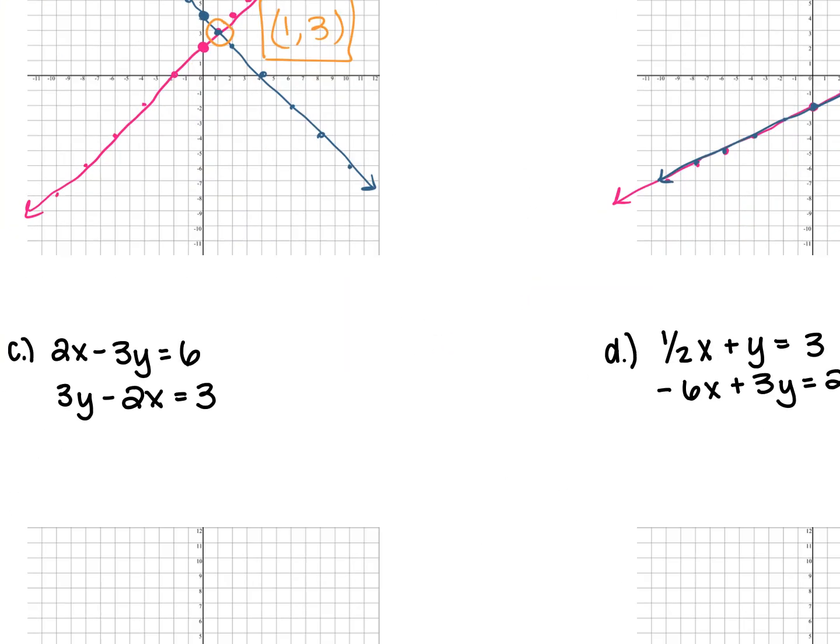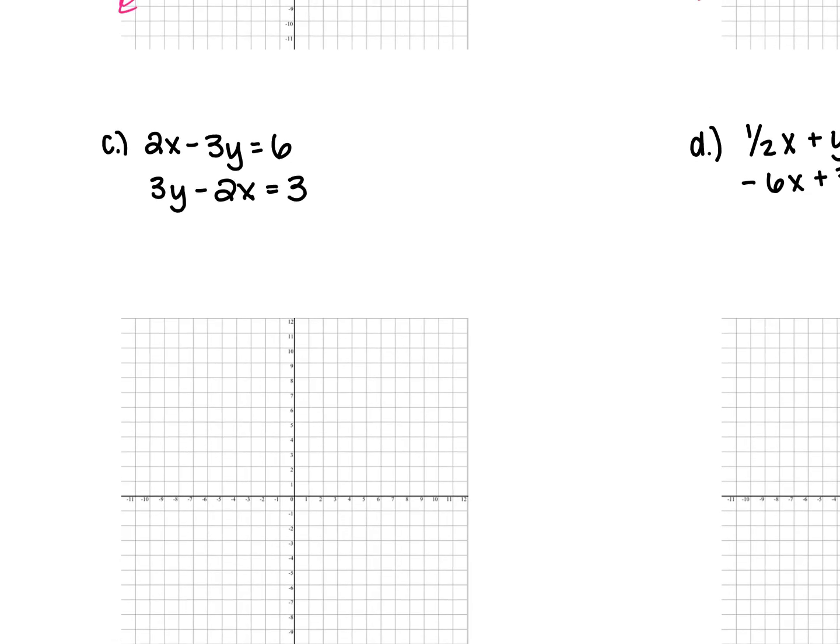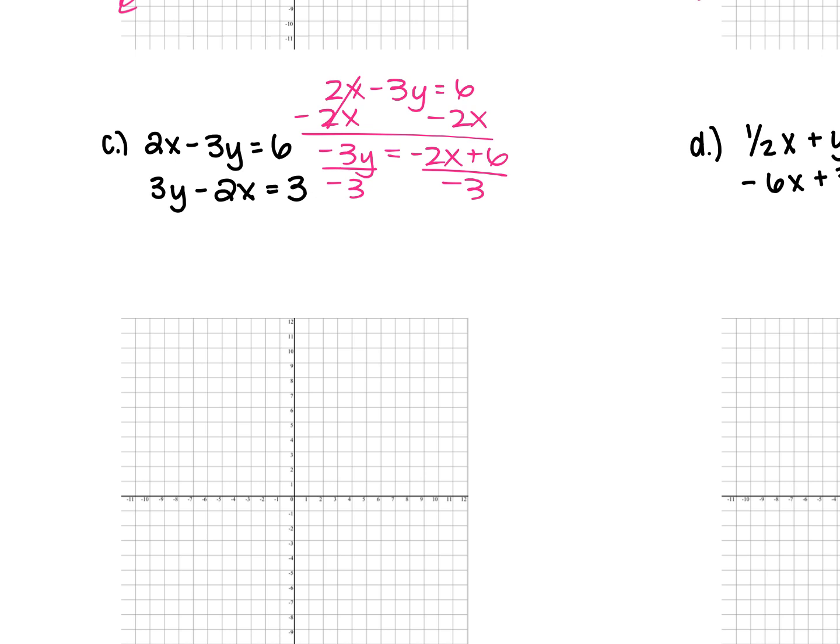For example, C, we're given 2x minus 3y is equal to 6, and 3y minus 2x is equal to 3. For the 2x minus 3y is equal to 6, we start by moving the 2x over and subtract it from both sides. That gives us -3y is equal to -2x plus 6. Then we divide each side by the -3, and that leaves us with y is equal to positive 2/3 x minus 2. So we're going to start this one at -2 on our y-axis.